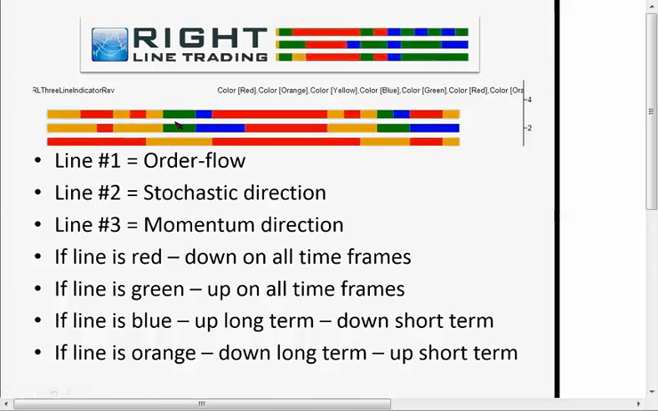Now, we believe that long-term time frames rule, so when it's orange, your longer-term time frames are down, shorter up. What we really like to do is have these aligned. We like them all red, or we like them all green.